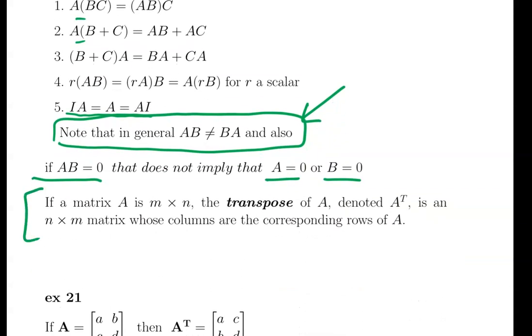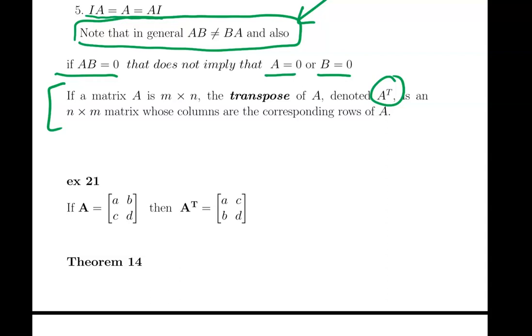So, last bit of definition here. If we have an m by n matrix, the transpose, which is denoted with a superscript capital T, is an n by m. So you reverse the rows and columns. The columns are the corresponding rows of A. So for example, if A is a, b, c, d, then in the transpose the first row becomes the first column, and the second row becomes the second column.